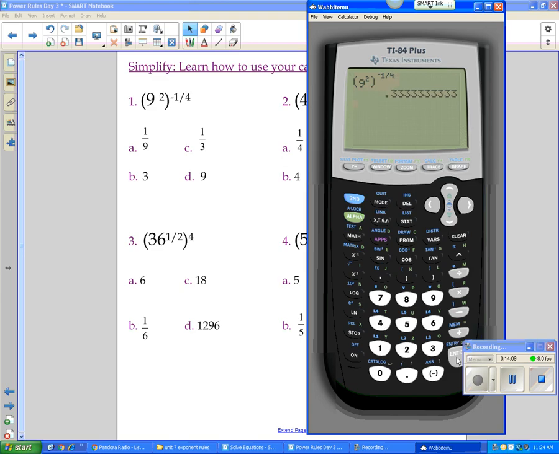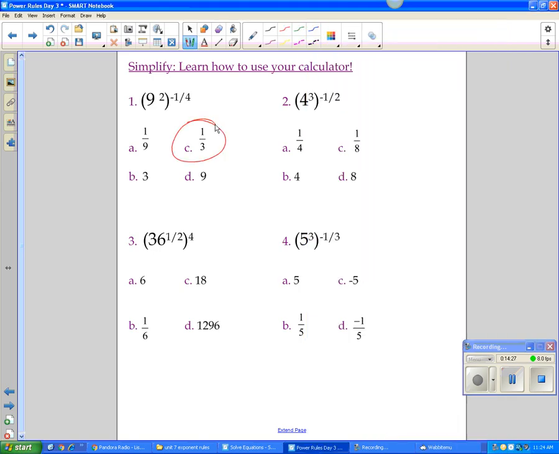All right? Is that my answer? No, so I have to do math, enter, enter, and it gives you 1/3. Be careful though, that was just a coincidence. All right, so that is C, 1/3, okay?